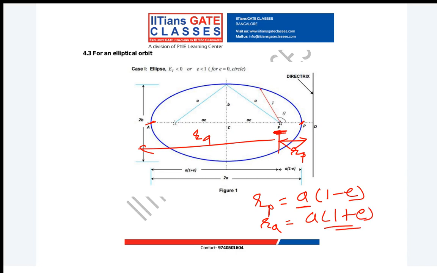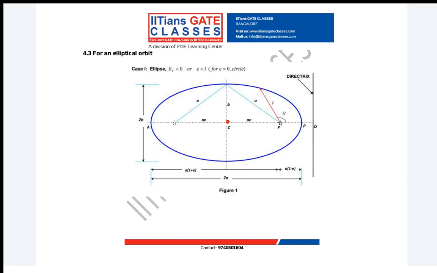Okay, now guys, the distance of this center of attraction to the center of this ellipse is given by AE, and the same distance here is AE. Now if you take this right angle triangle, this is B and this is A. A is the hypotenuse, and this distance is AE. So if you use this triangle, we can find the E value.